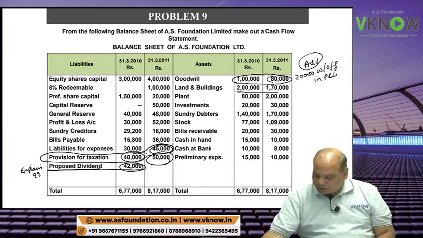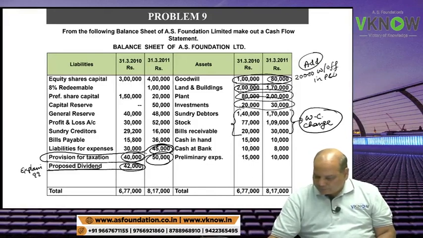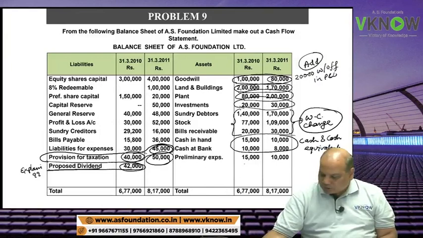Then you have land and building, plant, investment, debtor, stock and bills receivable. This will again come in working capital changes. Cash in hand, cash at bank will come in cash and cash equivalent.